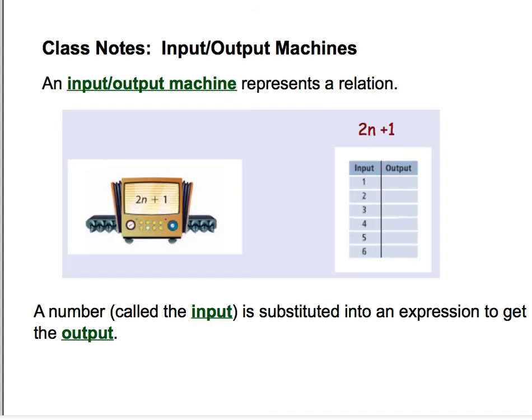So an input-output machine represents a relation. Here the relation is 2n plus 1. Another way that we can show the relation, we can do it by an algebraic expression or a relation, or we can do it in an input-output chart. The number called the input is what we actually substitute in. And then once we do the order of operations, multiplication before addition, it will spit out a number, and that's called our output.